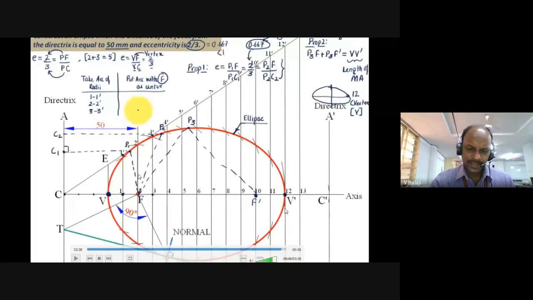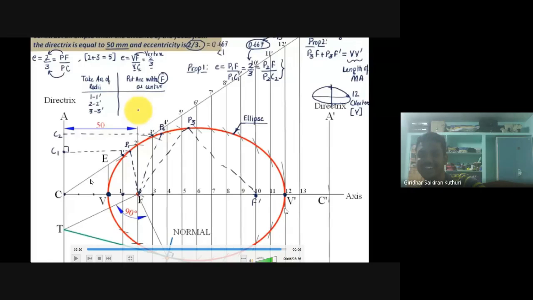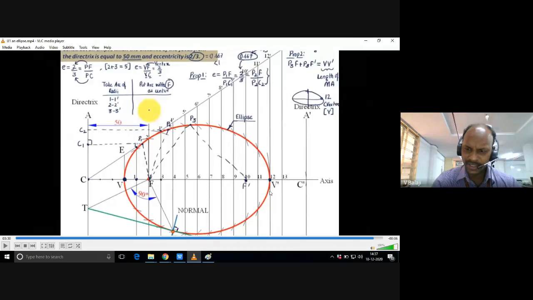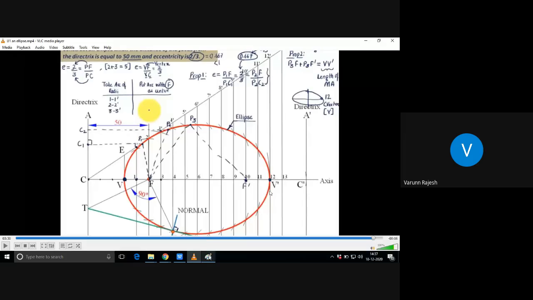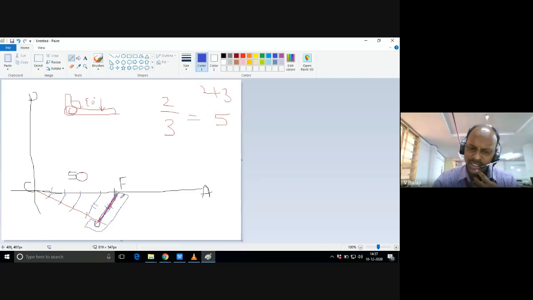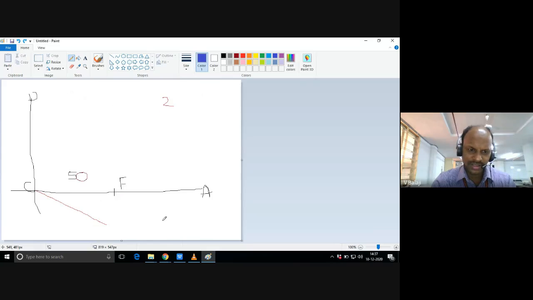You are asking about the line division method, right? Should we match both the scales, sir? No, no, only one scale. Once again, I will show you here. See, after drawing five equal arcs.